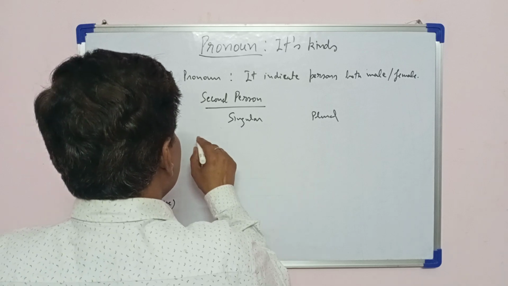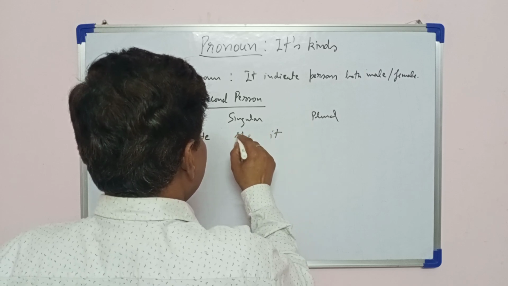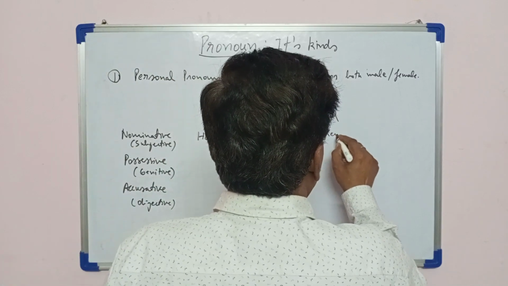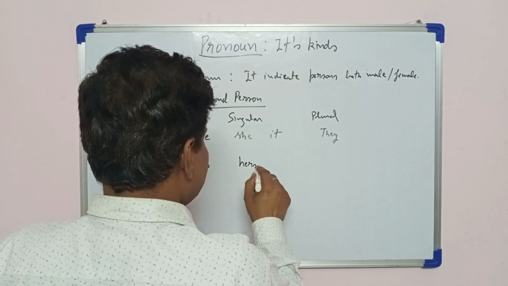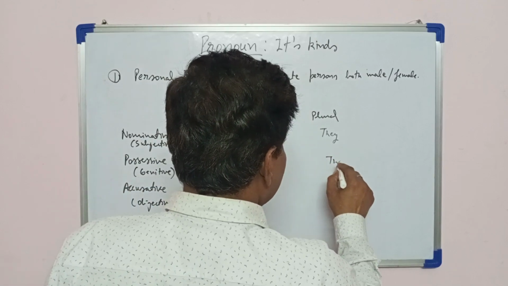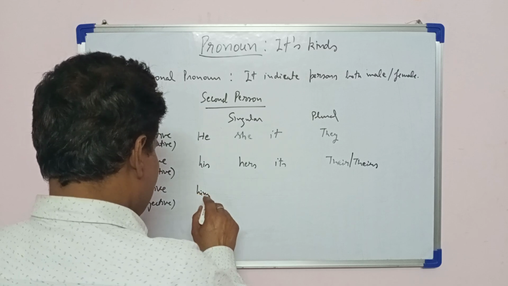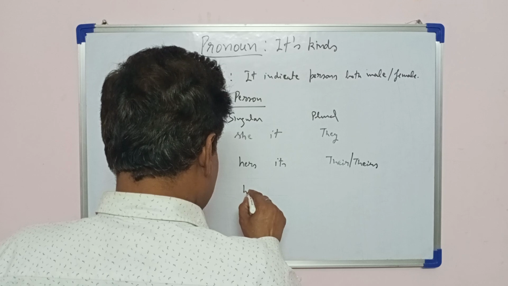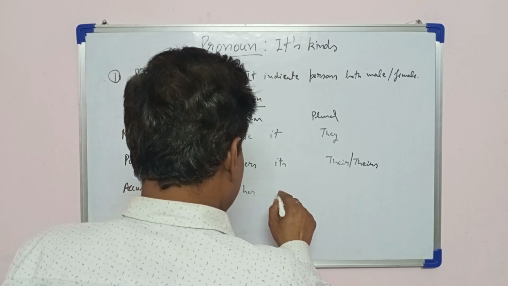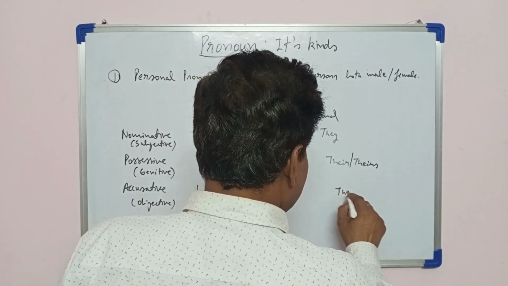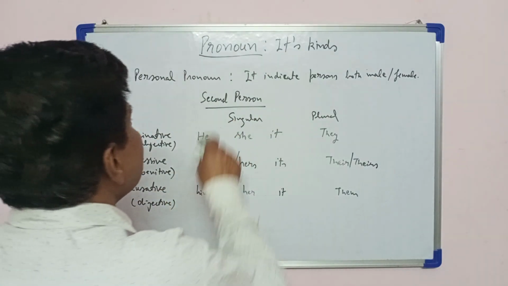In singular there are three, he, she and it. He, she and it. And in plural there is they. So possessive case of he, his and of she, hers. And of it, its, and they, their and theirs. Here objective case him, her, it will be her also here, and here it and them. So this is the situation in the third person.